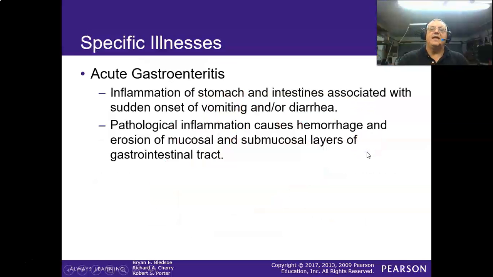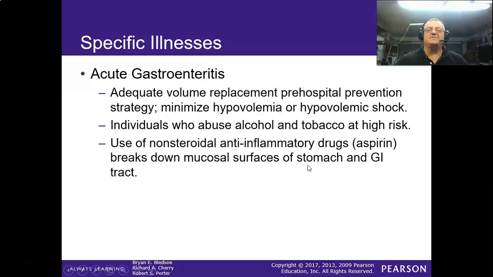Now, gastritis, gastroenteritis, again, it's the inflammation of the stomach and the intestines. Usually we do that due to some sort of parasite gets in the tract. And again, the problem is that if they've got alcohol or tobacco abuse, they're at a higher risk for that. And usually if they've been on an aspirin regimen, Aleve is another one that can cause the surface of the stomach and a breakdown of the GI tract.